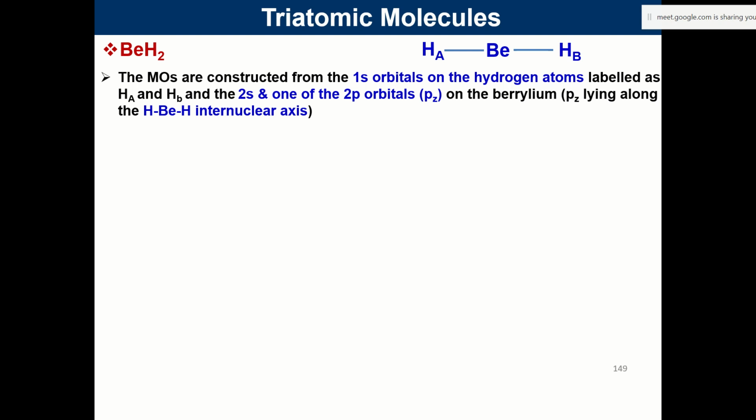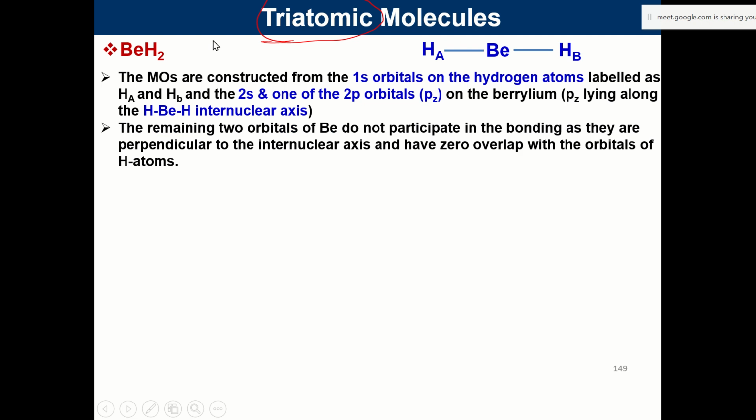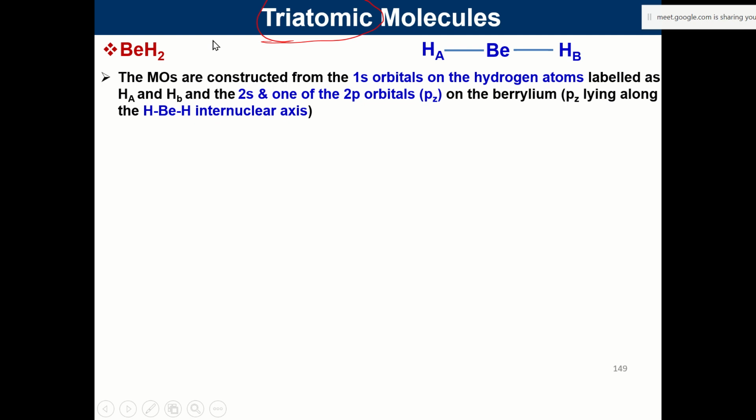So now we are moving to the bonding in case of triatomic molecules. So when we think of more than two atoms, and when we talk about polyatomic molecules, after two comes three, so three atoms together. The first case that we will try to understand with an example is BeH2.